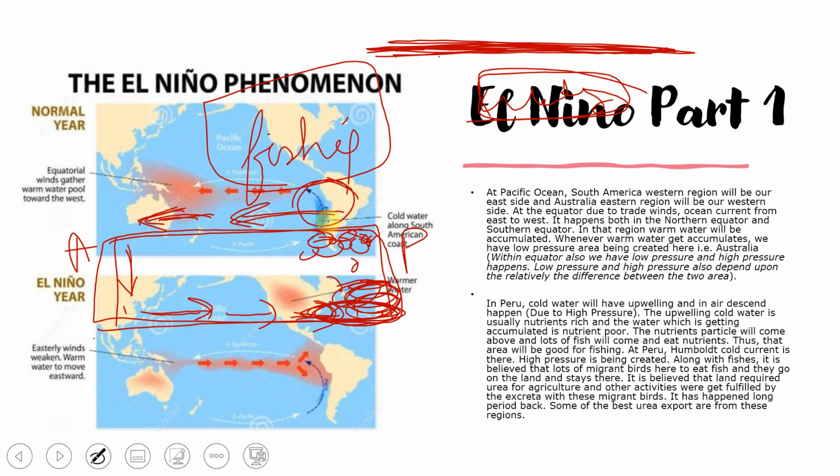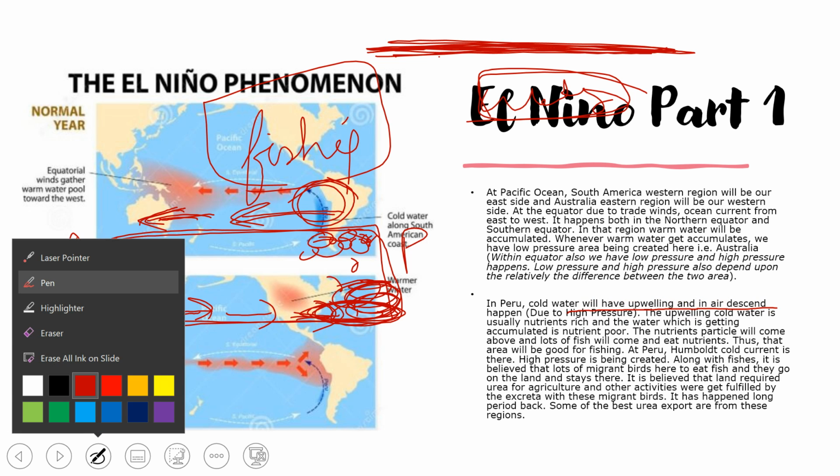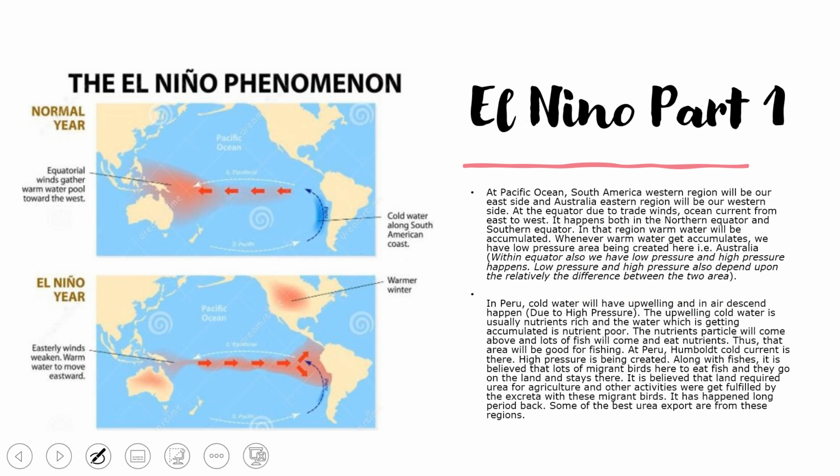And when you have lots of fish here, fishing will happen and lots of birds will be attracted, and it has been said that bird excreta is a source of fertilizers, and it has been used from long back. So in this slide it is mentioned. In Peru, cold water will have upwelling and air descending will happen. This is your high pressure zone. So what will happen? The cold water will rise above and air descending will happen. What air descending?